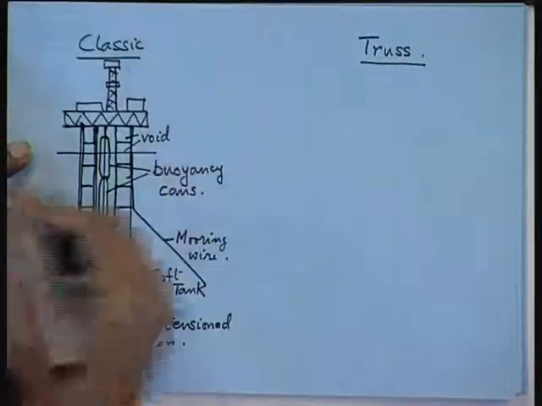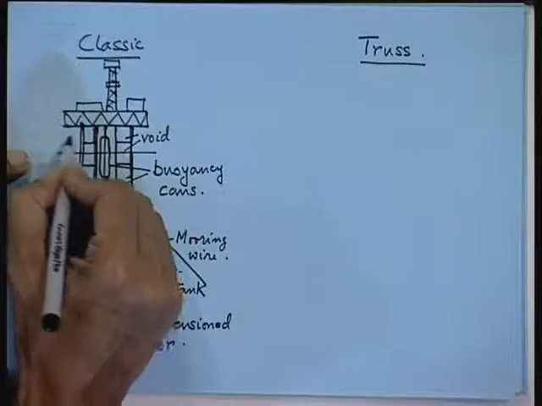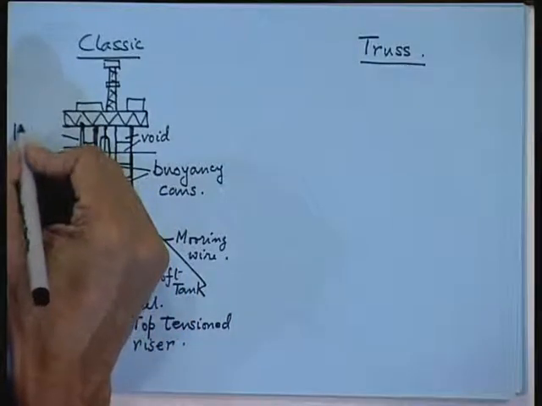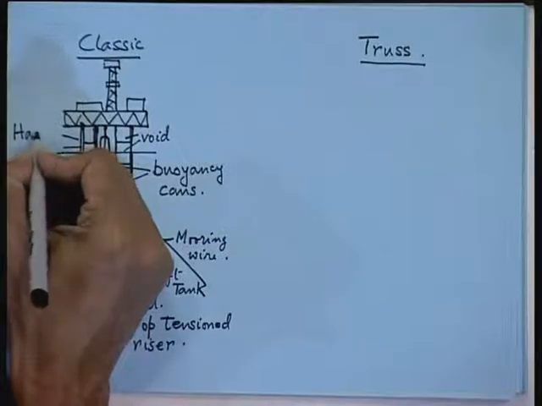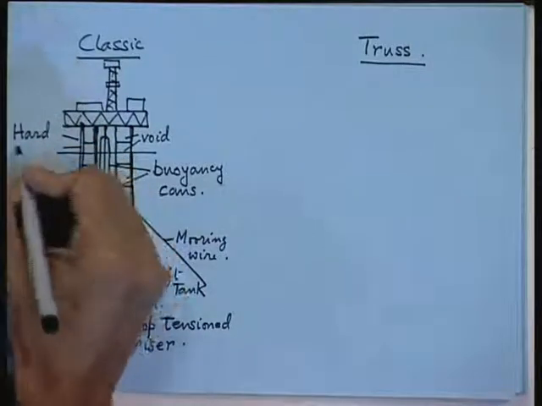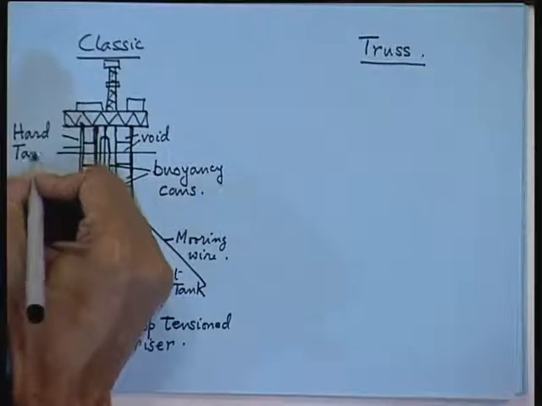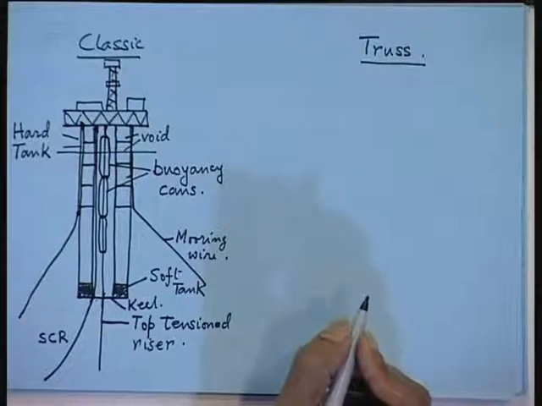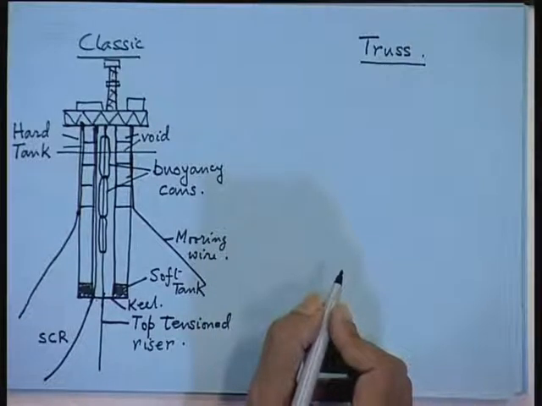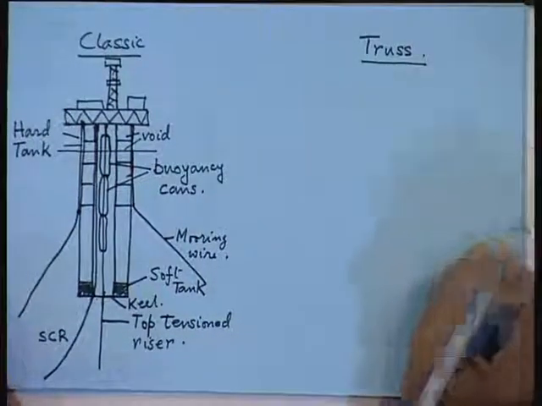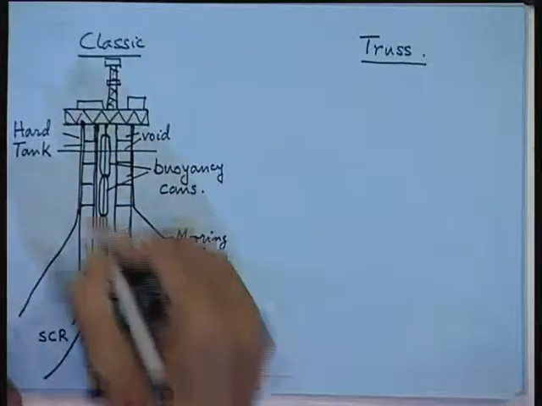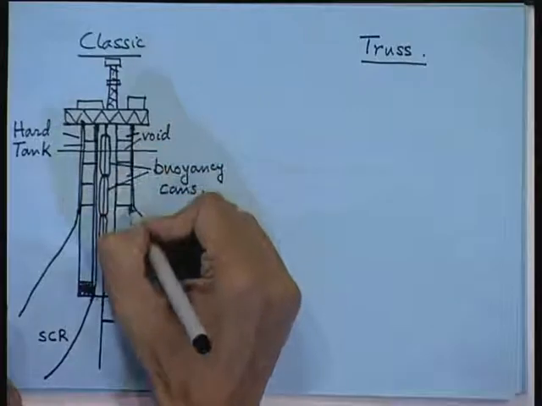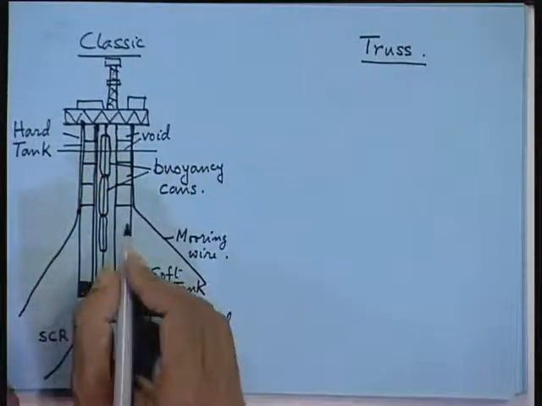Whereas the voids can be called the hard tank. So, whenever you come across a spar, you will come across these words: hard tank, soft tank and buoyancy cans with risers. Now, this whole cylinder is enclosed by means of plate.